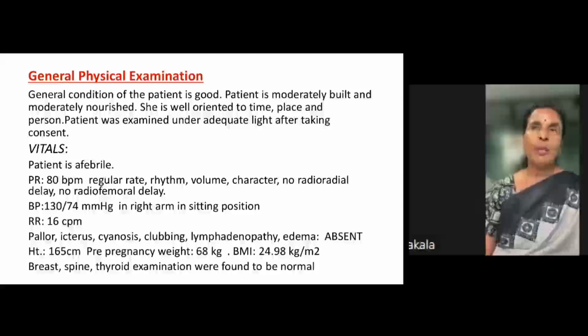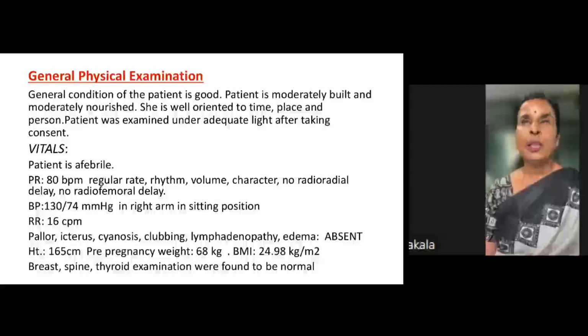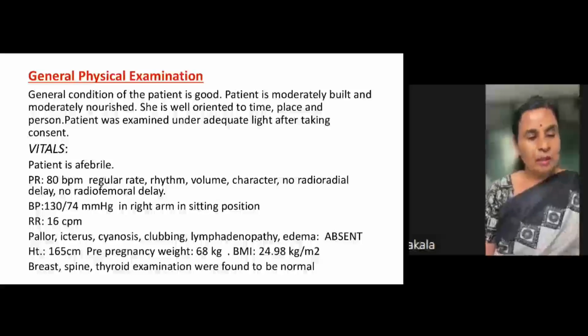And also, if the patient's pre-pregnancy weight is more than 90 kg, or if the BMI is more than 30, they're more likely or more prone to the development of GDM. So you have to be careful in such patients where the pre-pregnancy weight is more than 90 kg or where the BMI is more than 30 kg per meter square. Okay? Yeah, continue.